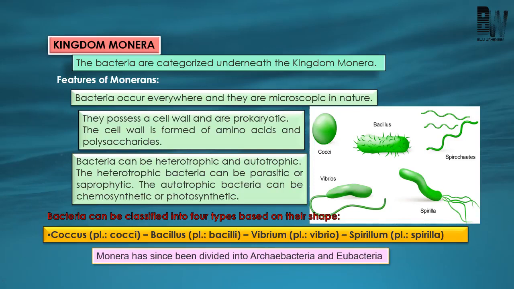So bacteria are known as coccus if they are spherical or oval in shape. Bacteria are known as bacillus if they are rod shaped, with or without flagella. And if the bacteria are comma or kidney shaped, we call them vibrio. And if the bacteria are spiral or coil shaped, then we call them spirillum. So these are the different types of bacteria based on body shape.